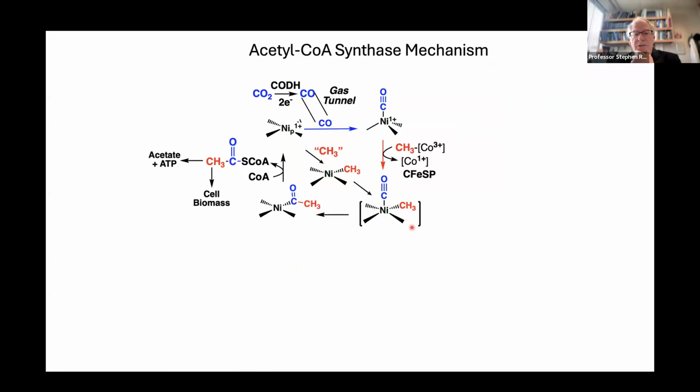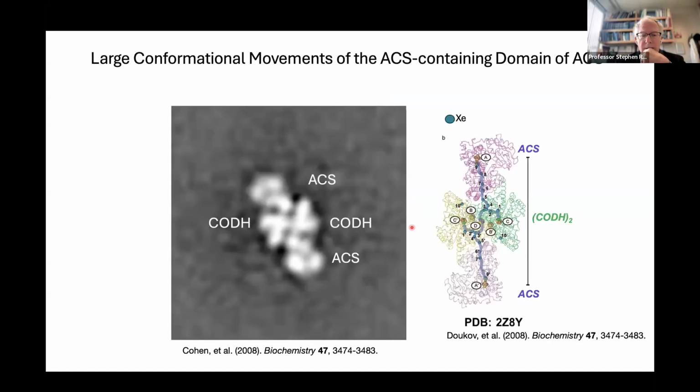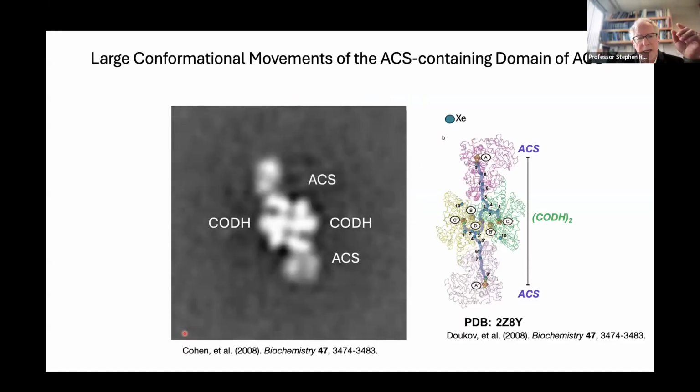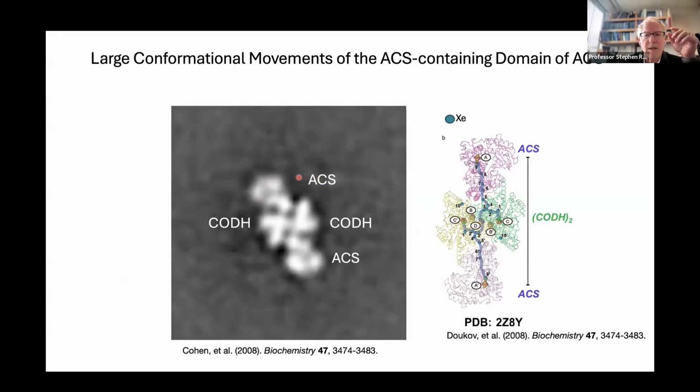And the acetate again is generated making ATP, and that acetyl-CoA can go on to make all the cell biomass that's needed for the organism. That's the cluster again, and there is an alcove that I'll tell you very briefly about. We've shown there are very large conformational movements that take place within the protein, and you can see the A cluster here, or you can see the acetyl-CoA synthase is just moving, just like my arm moving back and forth at each catalytic cycle.